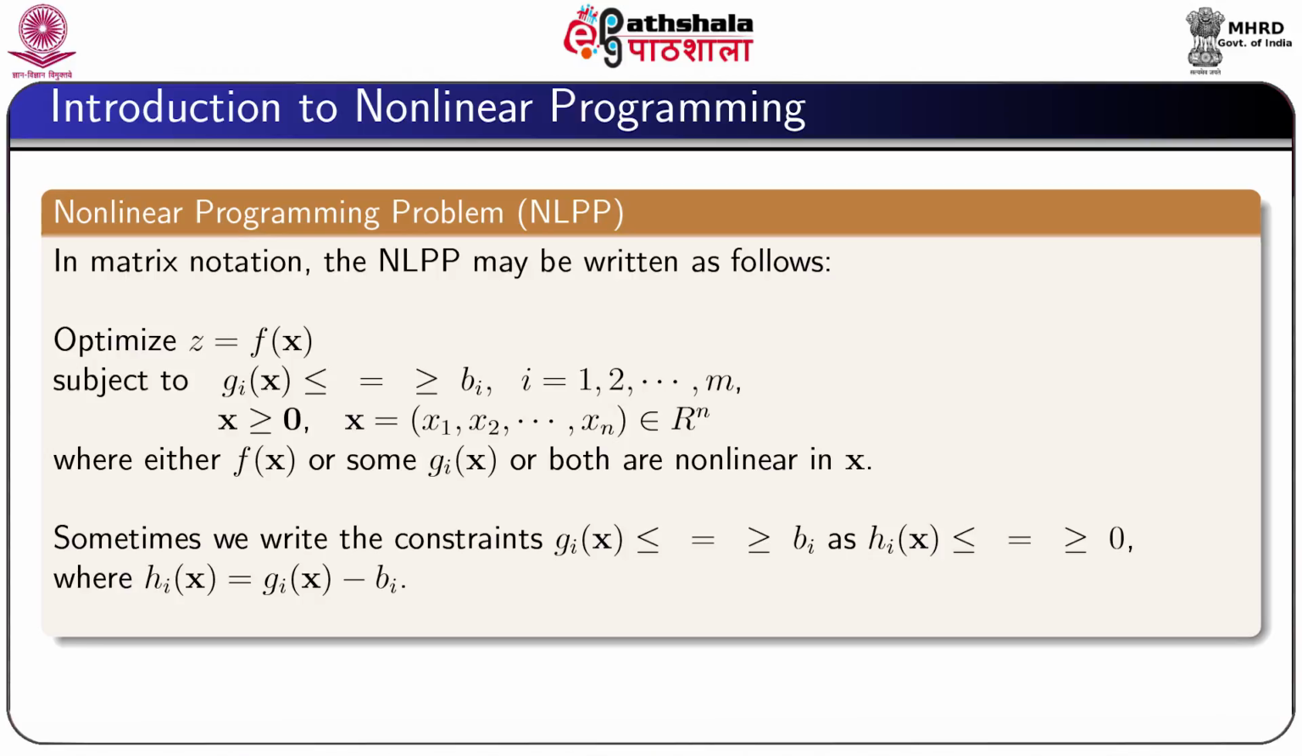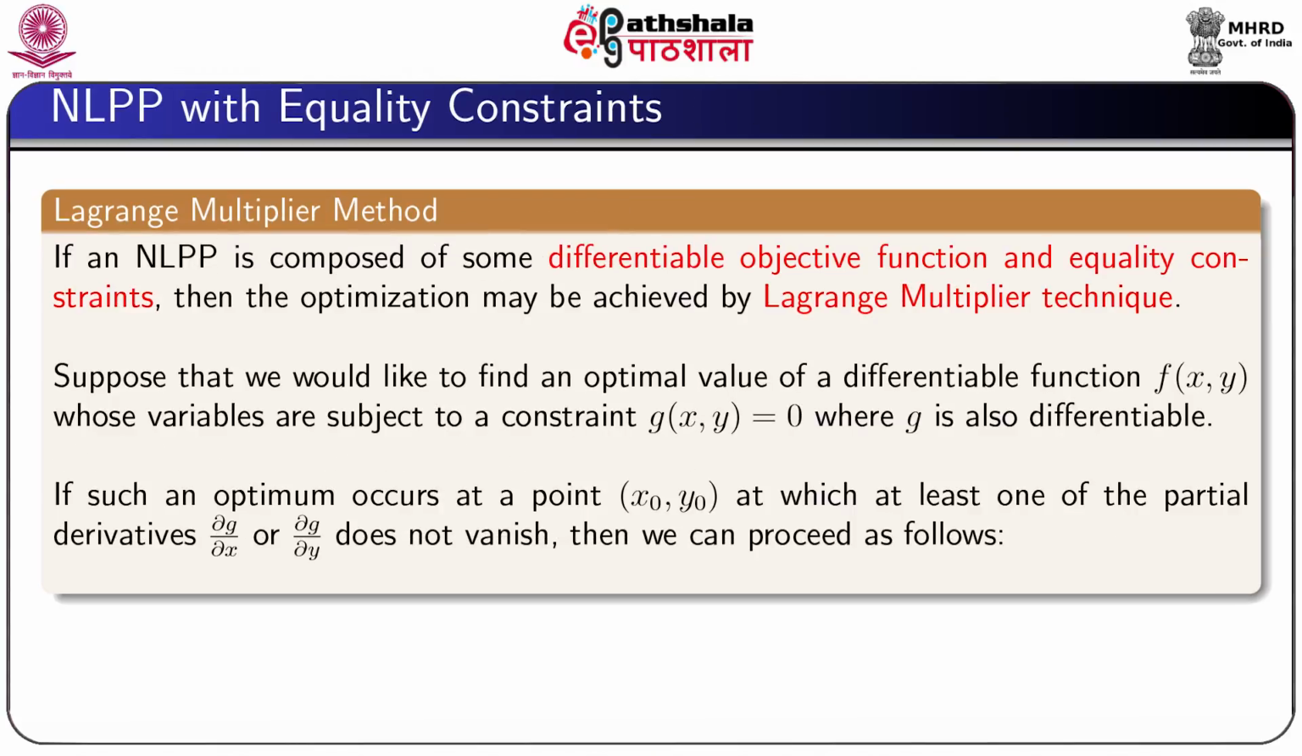Sometimes it is convenient to write the constraints gi(x) less than or equal to, or greater than or equal to bi as hi(x) less than or equal to, or greater than or equal to 0, where hi(x) is equal to gi(x) minus bi. Now, we proceed to discuss the Lagrange multiplier method, which is a very popular method in solving NLPP with equality constraints.